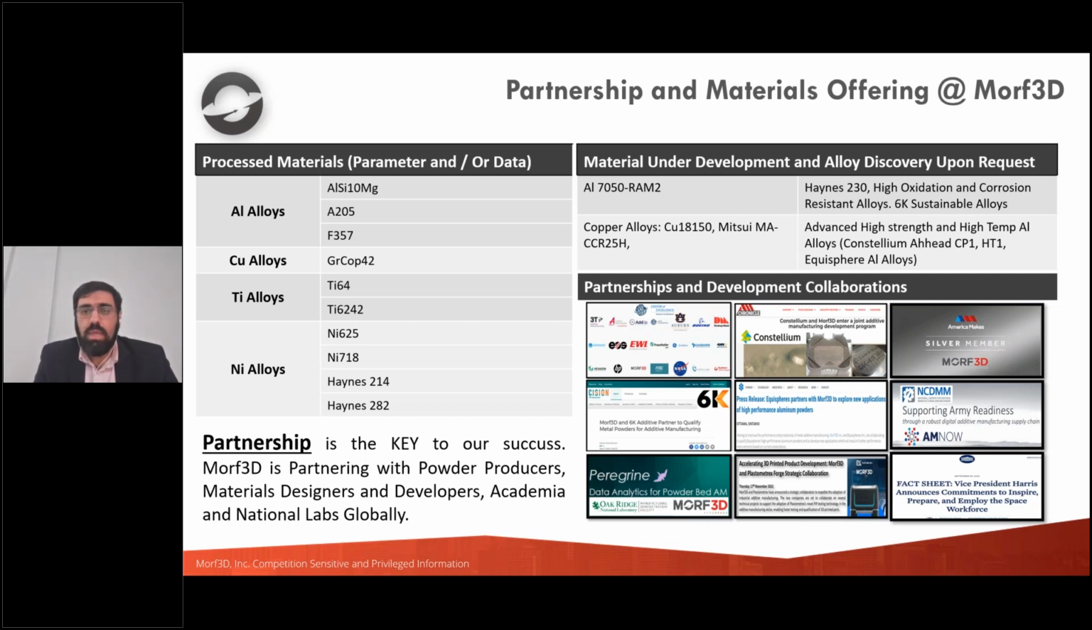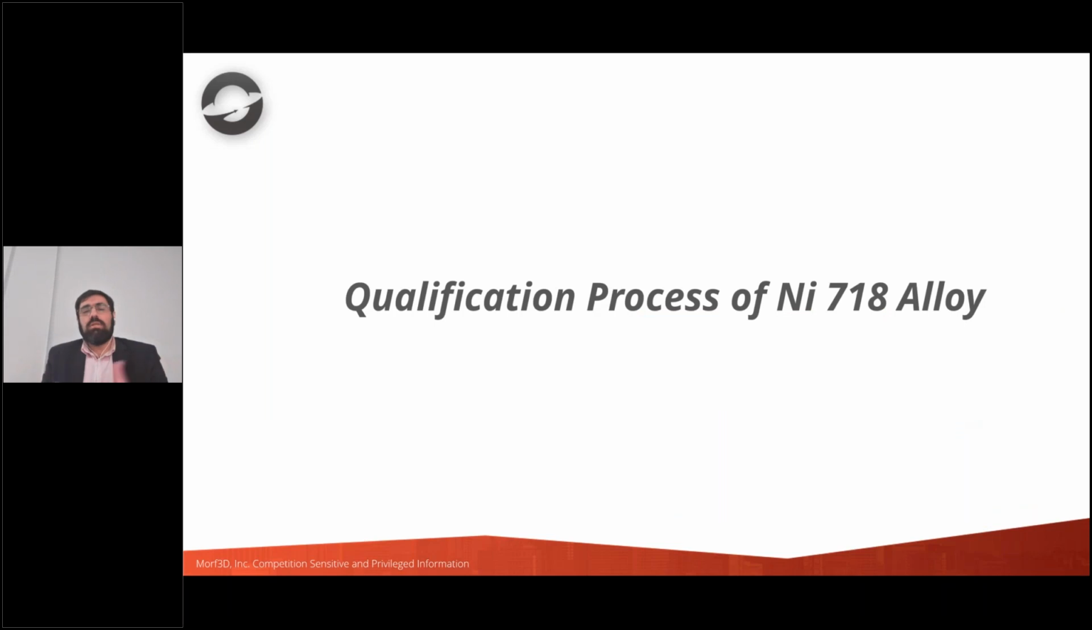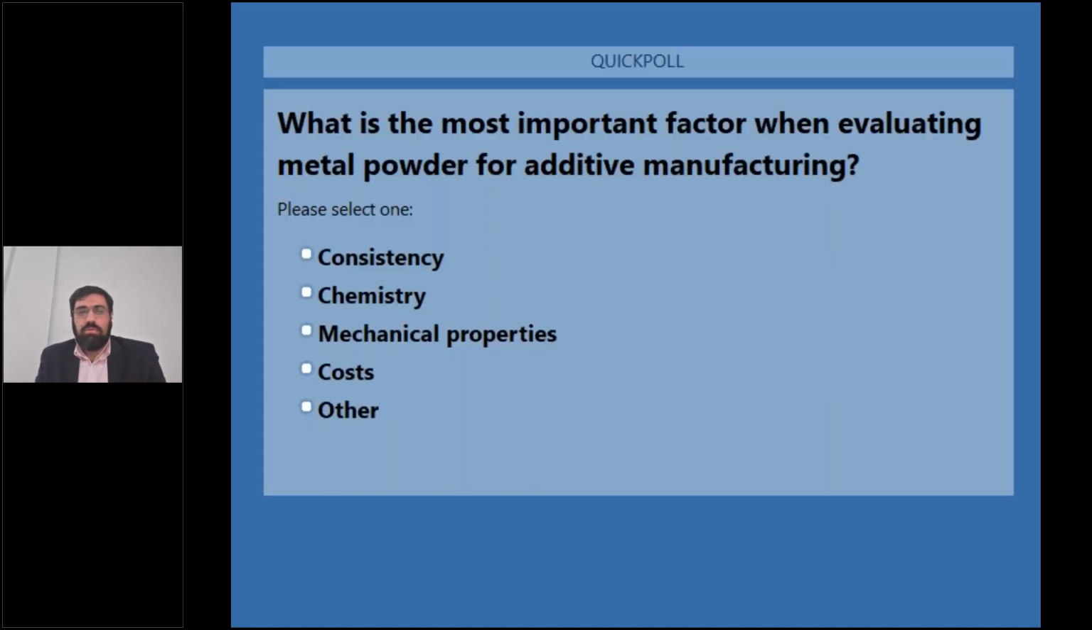So before starting the process, I think this is a good time that we actually pause and again ask our audience the second poll. And Brad, if you will, please. Yep, so this is the second of our 2 polls. So please take a second and tell us what you think the most important factor is when evaluating metal powder for additive manufacturing.